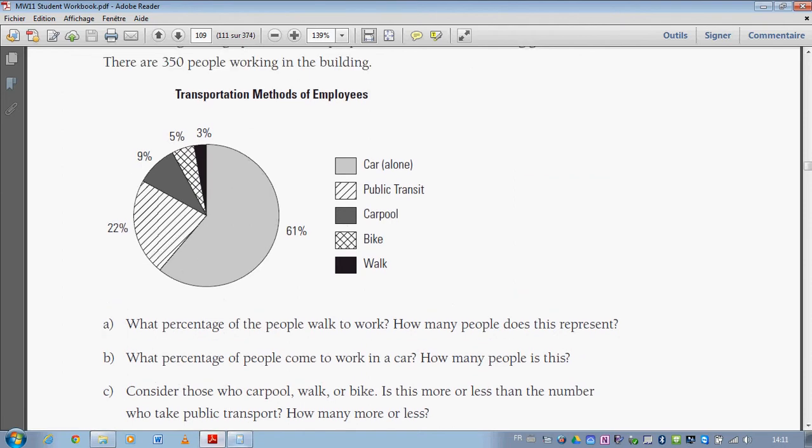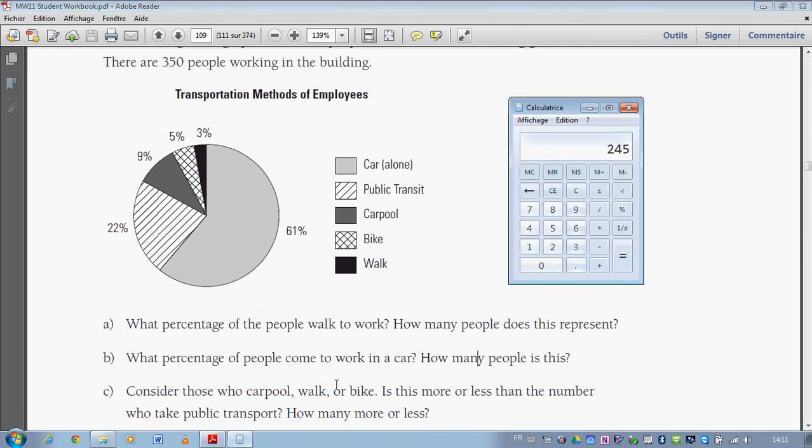And then C is asking you, consider those who carpool, walk, or bike. Is this more or less than the number who take public transport? How many more or less? Okay, so considering those who carpool, walk, and bike, here they are. So 9%, 5%, and 3%. So 9, 10, 11, 12. This gives you 17% total.